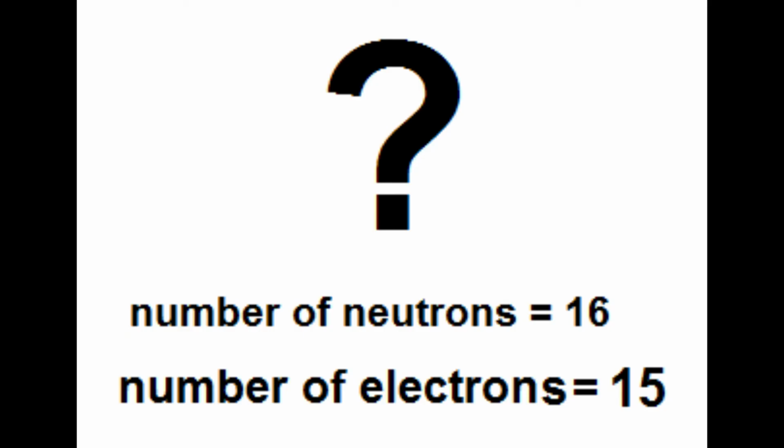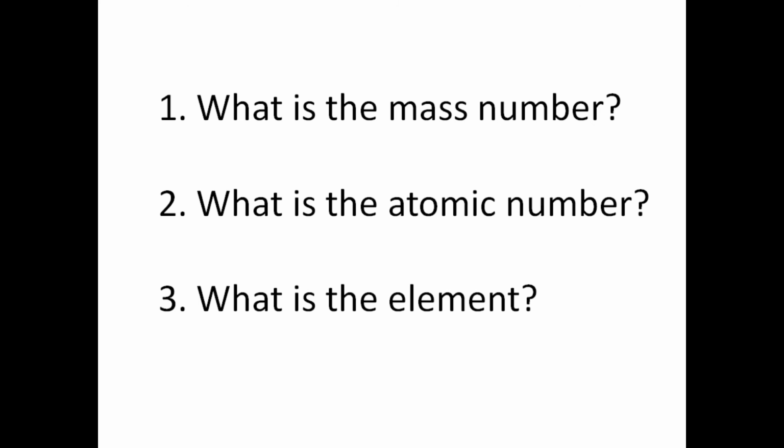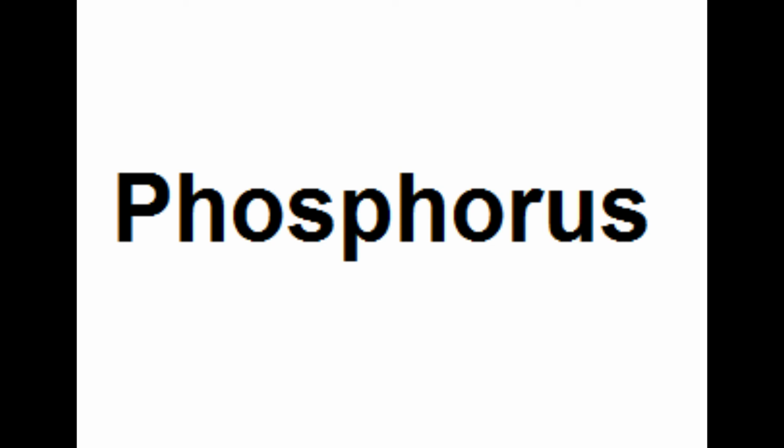You are given an unknown element. You need to find out what that element is. But this time you are only given the number of neutrons, which is 16, and the number of electrons, which is 15. And you're asked to find the mass number, find the atomic number, and identify which element it is. You can pause the video and try to identify which element. If you got phosphorus, then pat yourself on the shoulder.